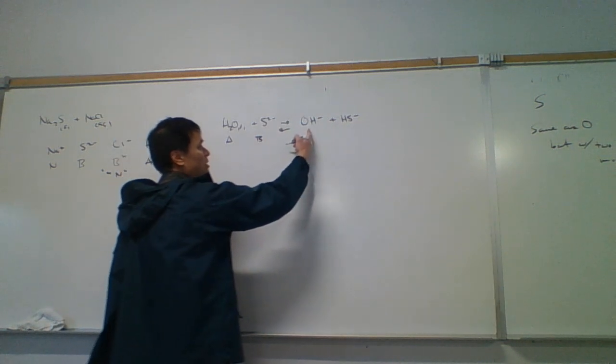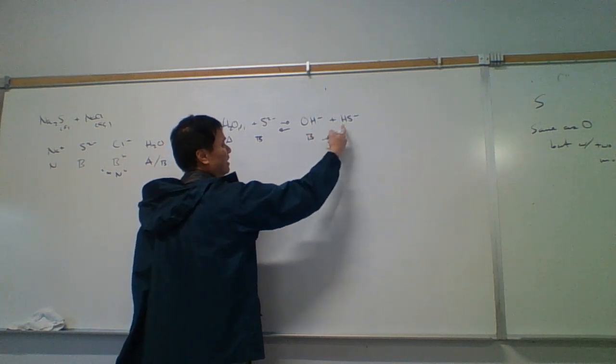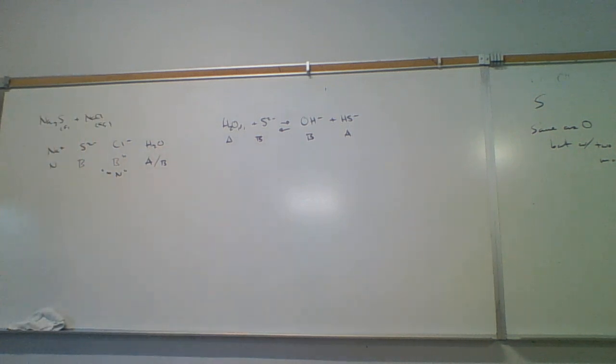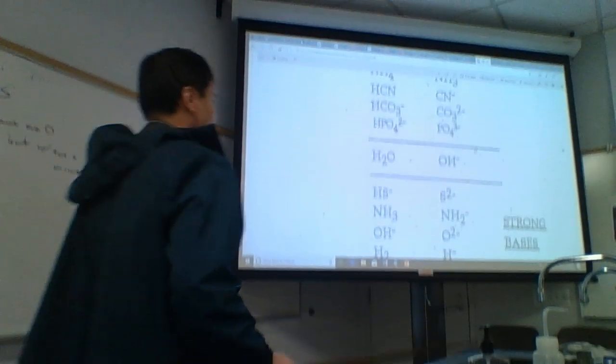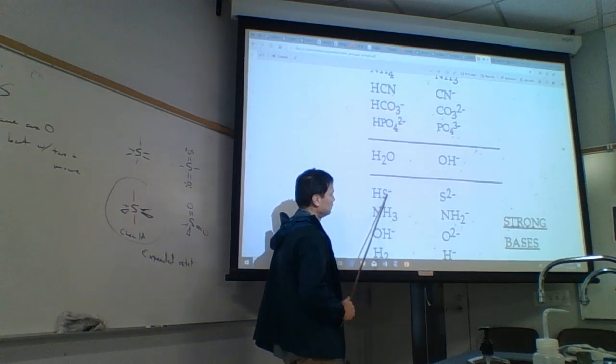If we were to reverse this, what's hydroxide? The acid or the base? The base, and then HS minus is the acid. And then we're going to compare the strengths here. HS minus versus hydroxide. Which one's stronger? HS minus. Which one's stronger? Well, you can't say HS minus is stronger than hydroxide. Why? They're right next to each other. Well, there's one other reason why.